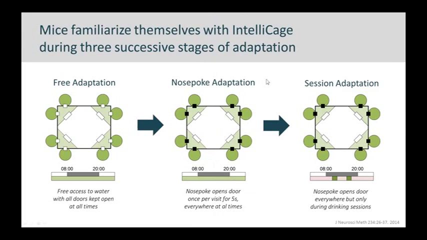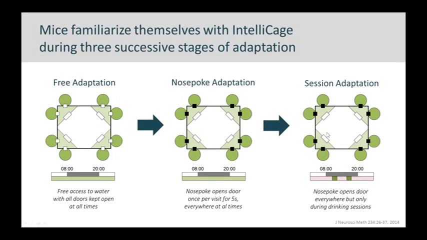So as we begin to study mice in the IntelliCage system, they need first to familiarize themselves with the system, and for that we run them through 3 stages of adaptation. In the first, free adaptation, all doors are open, so all 8 bottles are accessible at all times. Then in the second stage, called nosepoke adaptation, the doors are closed, but they can be opened anytime by performing a nosepoke. And then in the third adaptation stage, doors are also closed, but they can be opened only during 2 one-hour lasting drinking sessions each day.